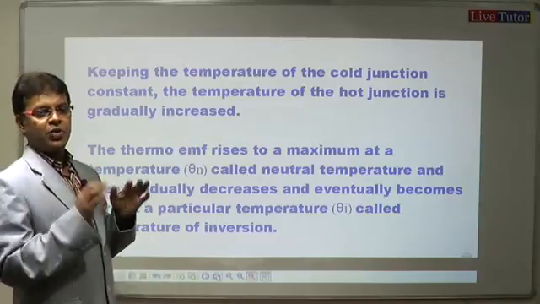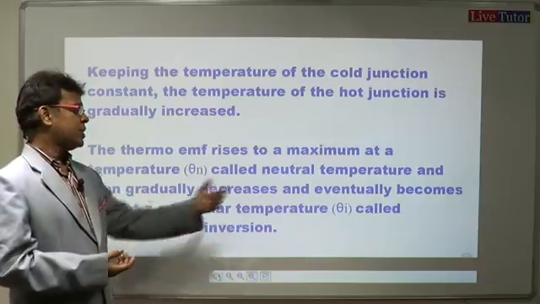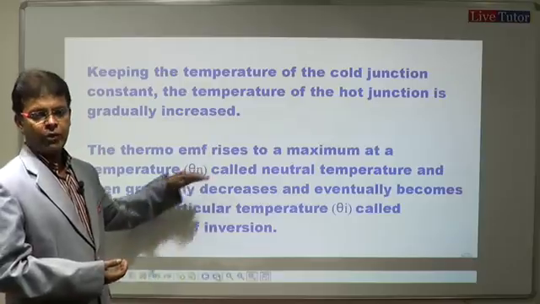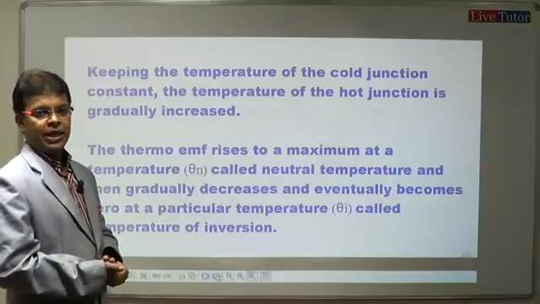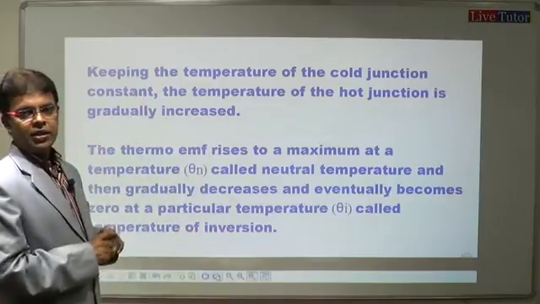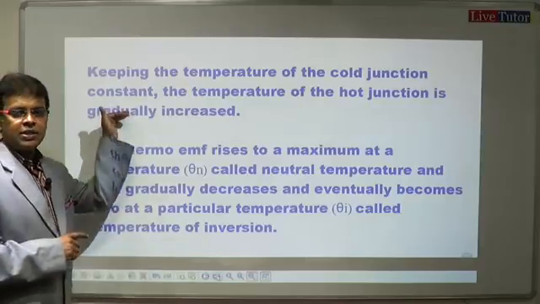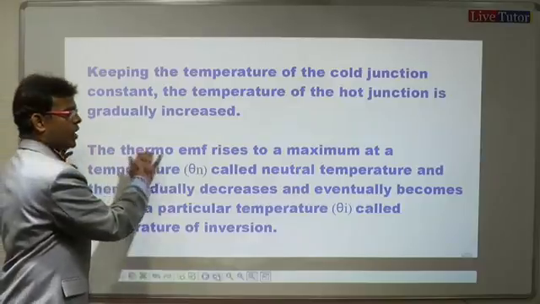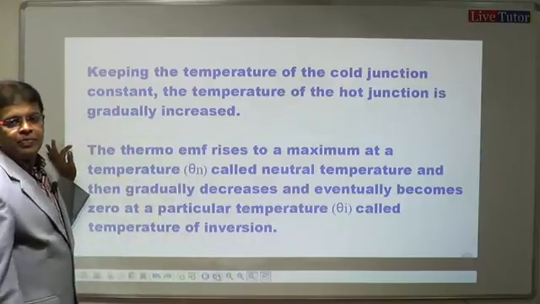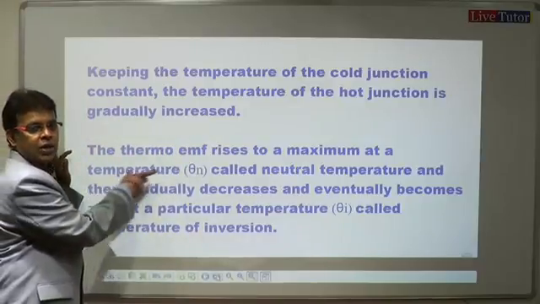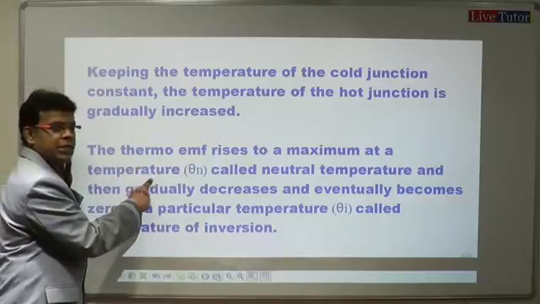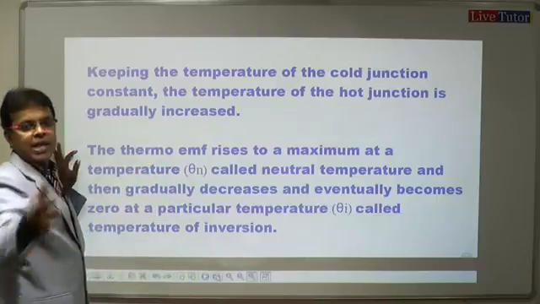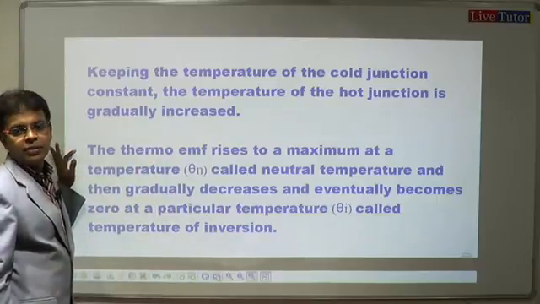So what should we remember? Remember two points: what is neutral temperature and what is temperature of inversion. These two points are the answer for the 3 mark question. Right? So what is that? Keeping the temperature of the cold junction constant, the temperature of hot junction is gradually increased. What will happen? The thermo EMF raises to the maximum at a temperature called theta n. So the temperature at which the thermo EMF raises to a maximum in a thermocouple.